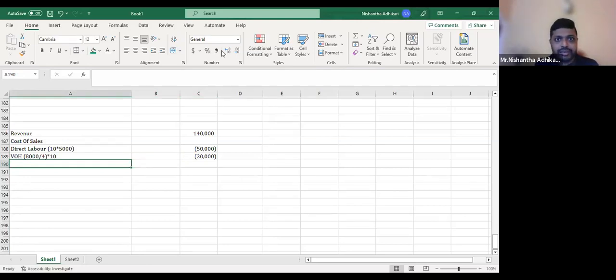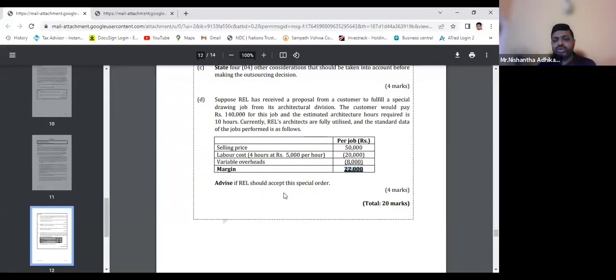If you take these employees out, currently they are generating 22,000 profit margin. That means if they work 4 hours, they will generate 22,000 contribution. If you take out 1 hour, you will lose 5,500. Then if you take 10 hours, what is the opportunity cost? Because they are fully occupied, if you take out these employees, definitely you will lose this contribution. Therefore, you have to calculate opportunity cost.